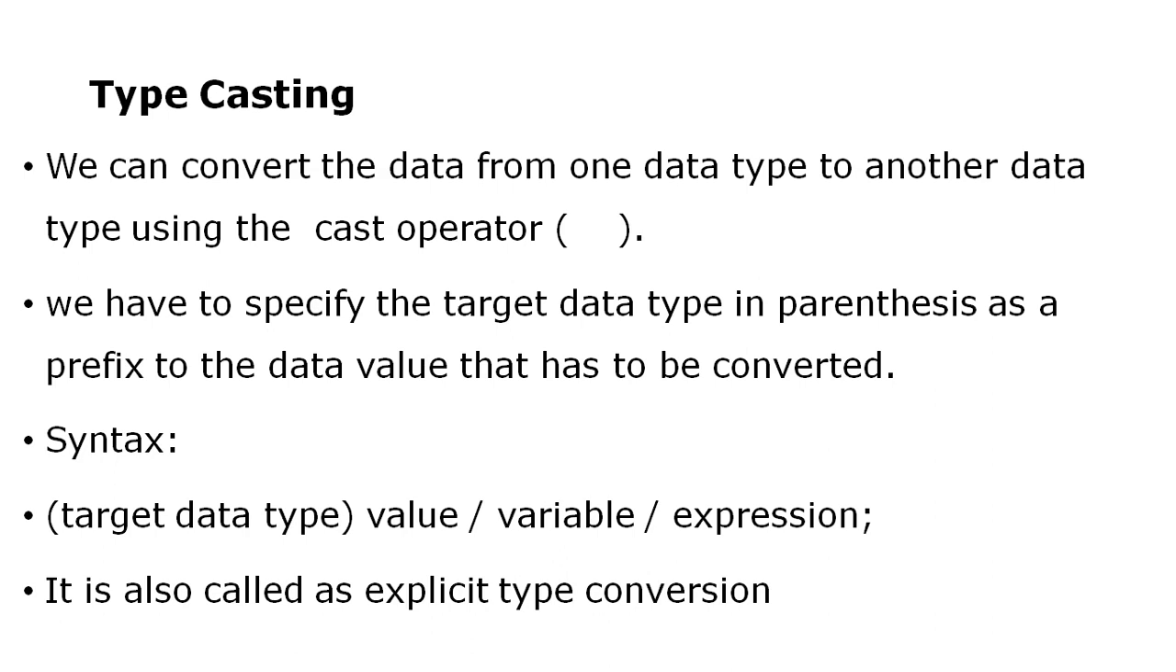We have to specify the target data type in parentheses as a prefix to the data value that has to be converted. Syntax: (target data type) value/variable/expression. It is also called explicit type conversion. We can convert the data from one data type to another data type using the cast operator.